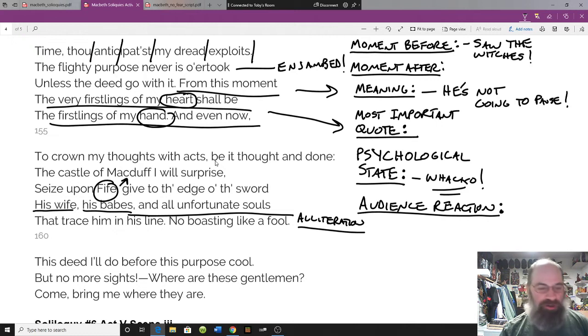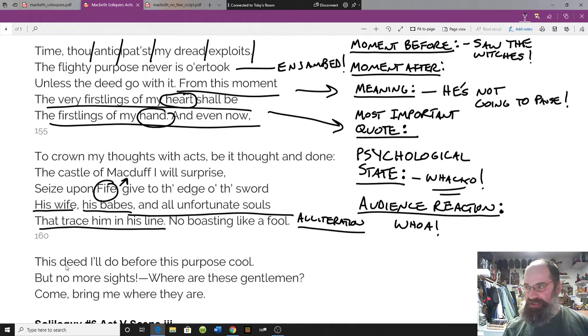All right, so now he's going to start killing innocent people. He's going to go after the families of his enemies. The audience reaction: whoa. That escalated. He's got to do it. He's got to go after the family because he can't have the family coming back after him.